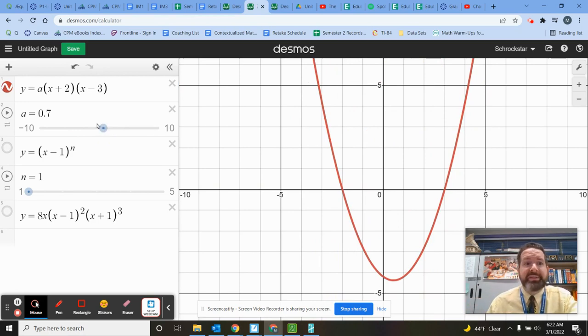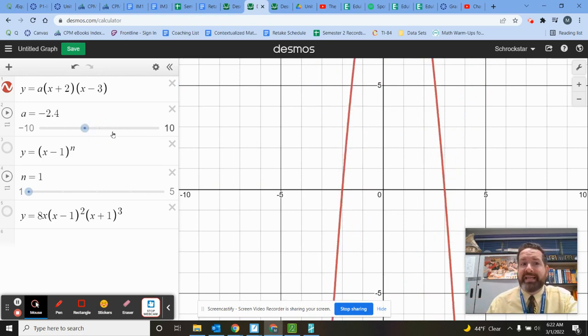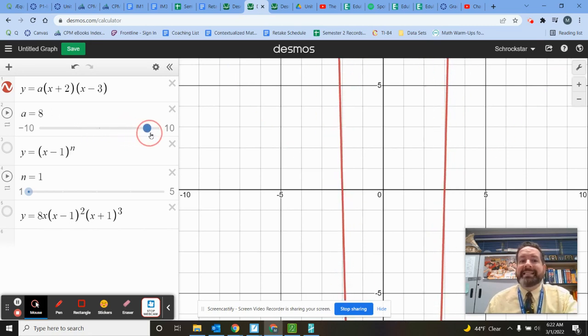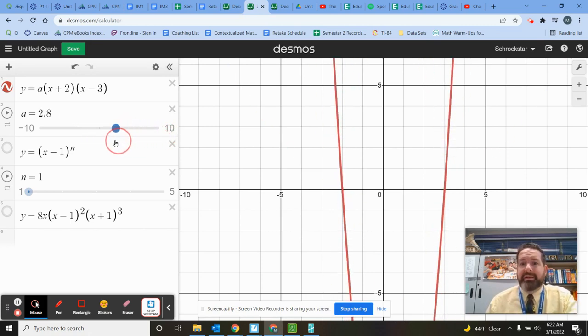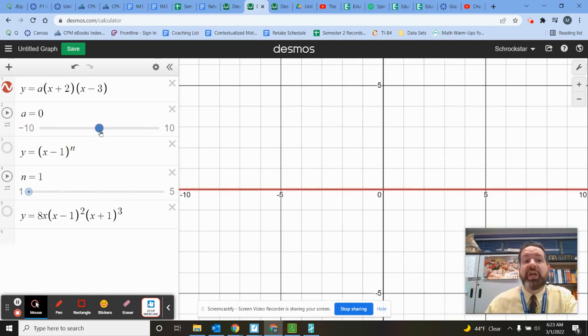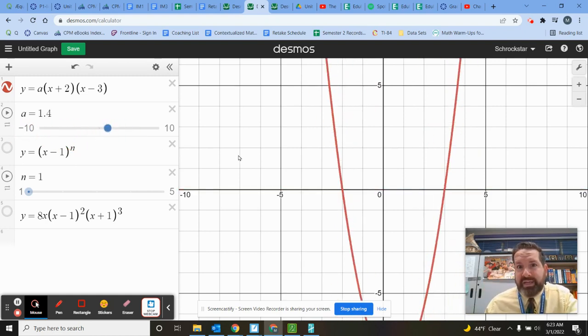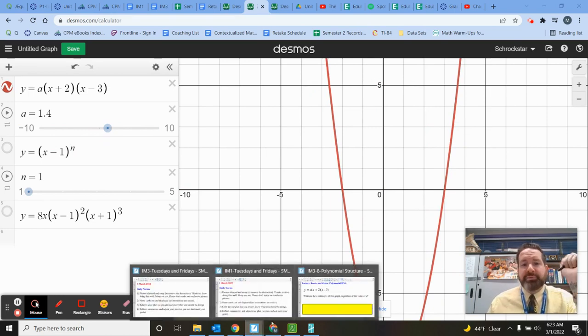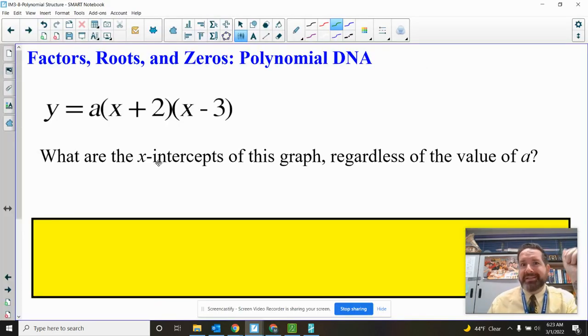Positive A, parabola opens up. Negative A, parabola opens down. And then the bigger in size your A is, the more your parabola is stretched. That's all that the A does. It does not change where the x-intercepts are. It's for this reason that the x-intercepts, the zeros, are called the roots of the polynomial, kind of like the point on the x-axis from which the graph grows. If it always goes through those points, it's always coming out of those points.